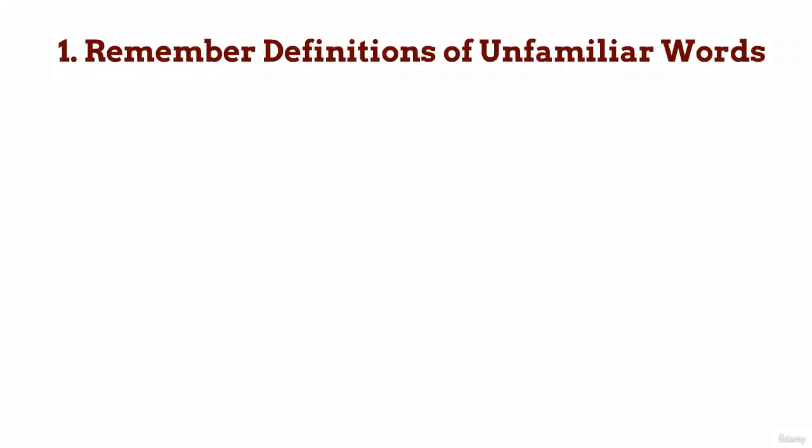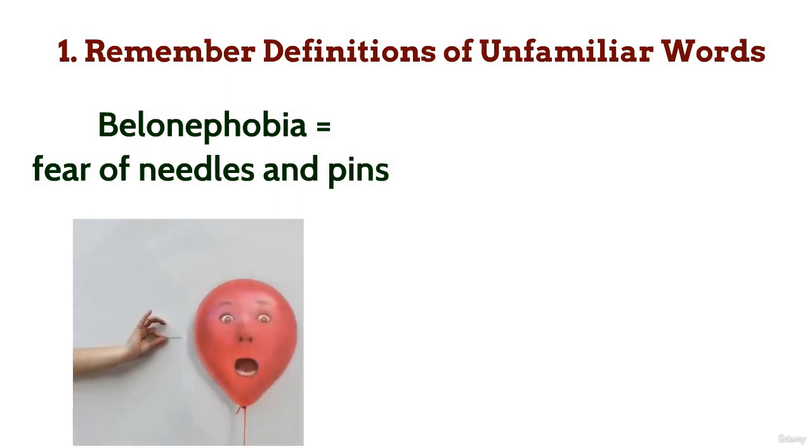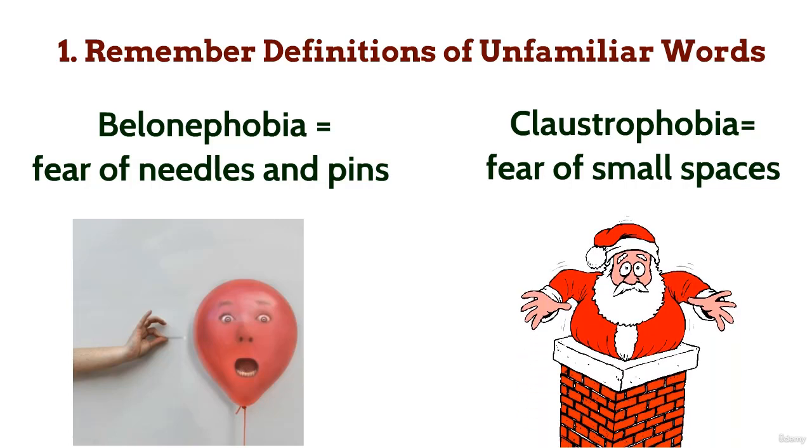How to remember definitions of unfamiliar words. The word ballonophobia means an irrational fear of needles and pins, usually resulting in abnormal behavior and anxiety. The word comes from the Greek words bellon, meaning needle, and phobia, meaning fear. For the word bellon, we can easily find a sound-alike substitute in English, balloon, while the word phobia is synonymous with the word fear. The fear of needles, ballonophobia, can be remembered by the sentence, "The balloon is afraid of needles." Similarly, the word claustrophobia, the fear of being enclosed in a small space, can be remembered by the sentence, "Santa Claus is afraid of tight chimneys."